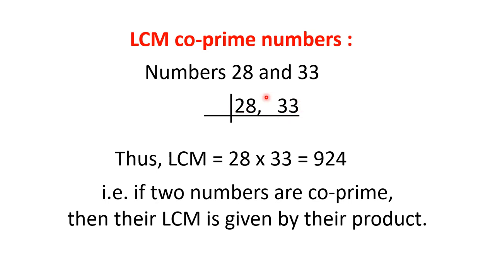So as I said, when you cannot divide two numbers simultaneously, you just multiply them. So LCM is equal to 28 into 33 is equal to 924. Now what does this mean? This means that if two numbers are co-prime, then their LCM is given by their product. In HCF, we have studied that the HCF of two co-prime numbers is always 1. And in LCM, we say that the LCM of two co-prime numbers is always given by their product.